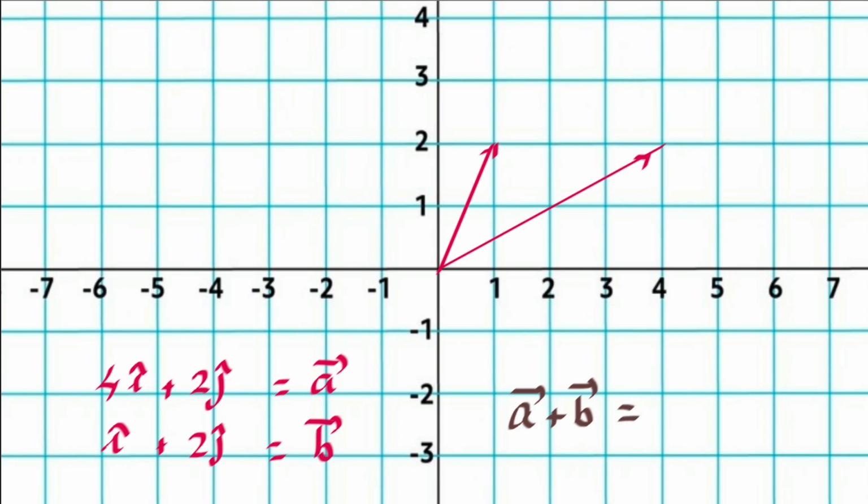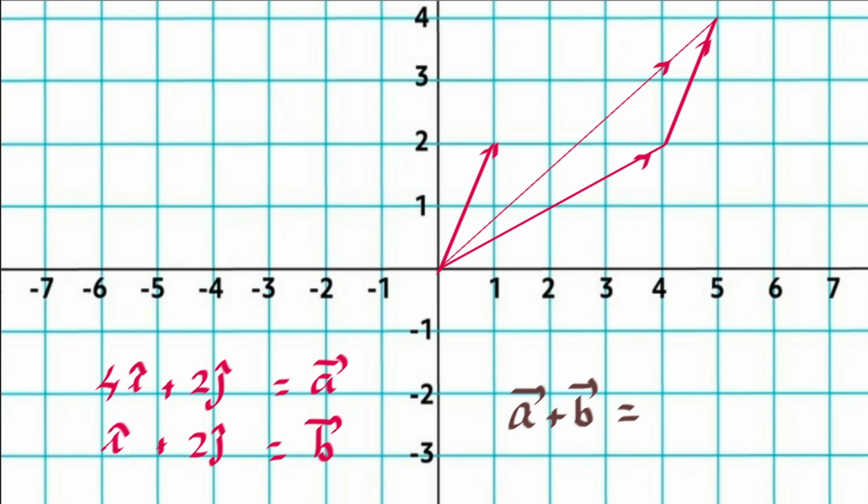Let me slide the second vector and move it here. The second vector is i plus 2j, so it's going to be that. Check it out. It has the same length and the same direction as B. And the vector sum of the two is going to be that vector.